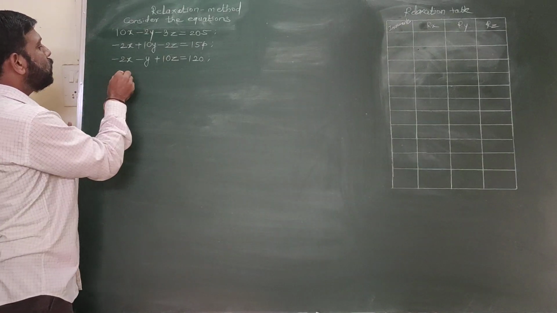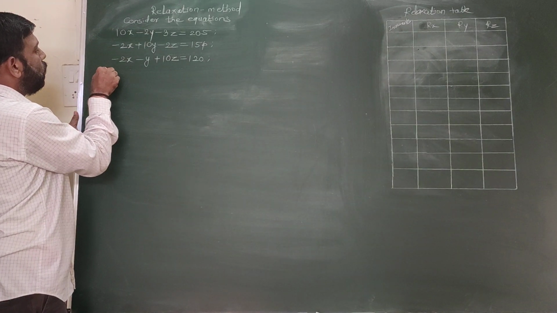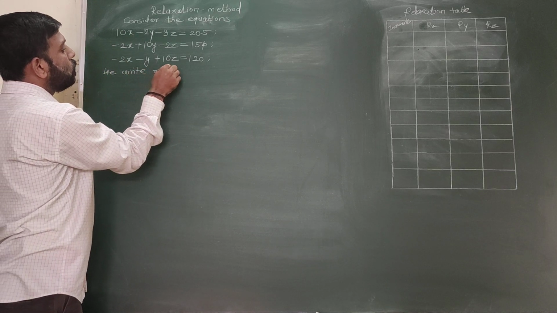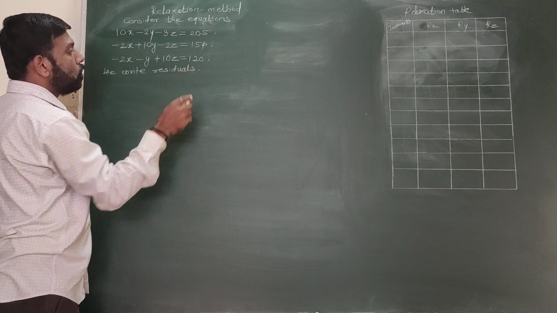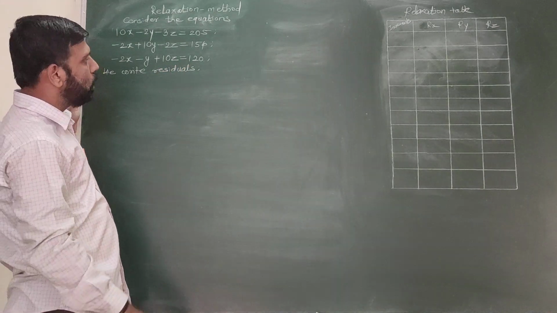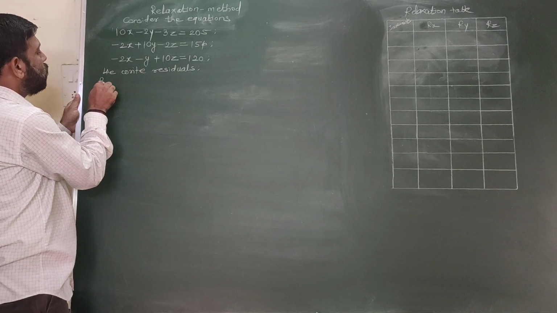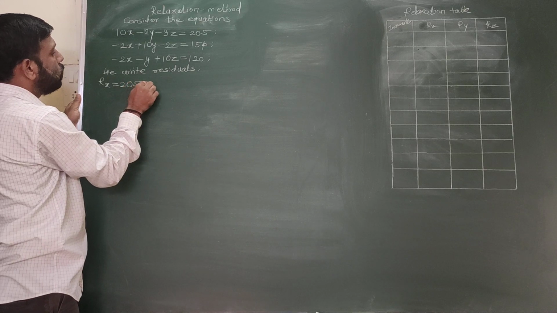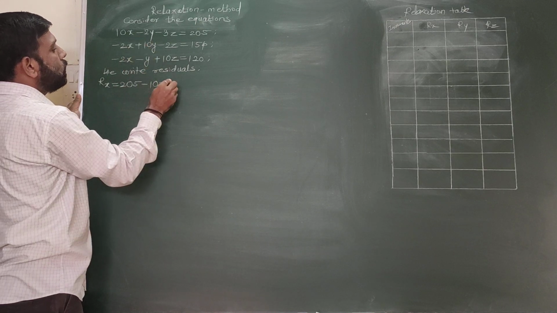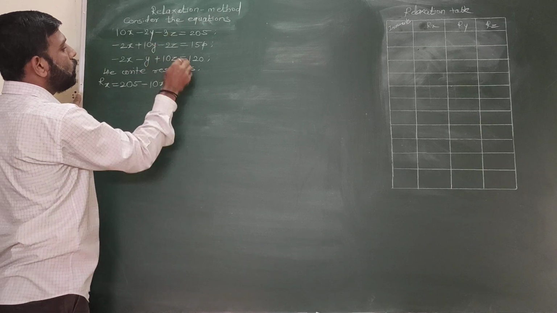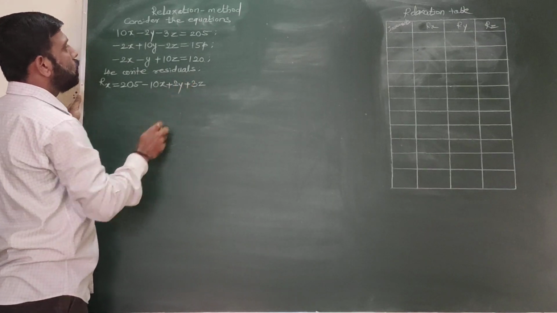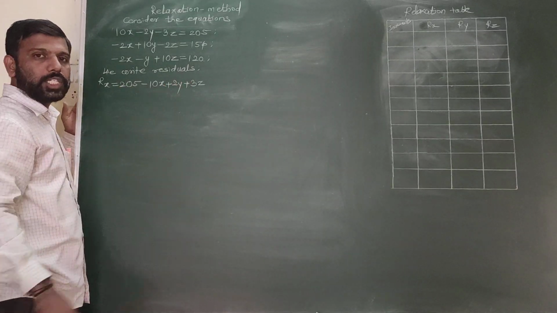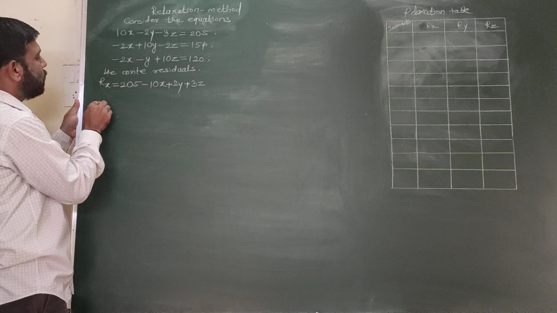First part, for this we write our residuals for the x, y and z variables. We are using this notation: r of x is equal to 205 minus 10x plus 2y plus 3z. Transfer all the terms to the right hand side. So we have the first residual for the x variable, r of x.